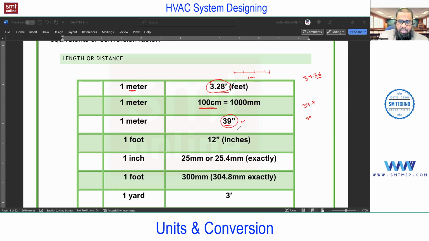So 1 meter in terms of inches is 39. And remember, 2 dashes are used to represent inches, and 1 dash is for feet. This is used for representation.